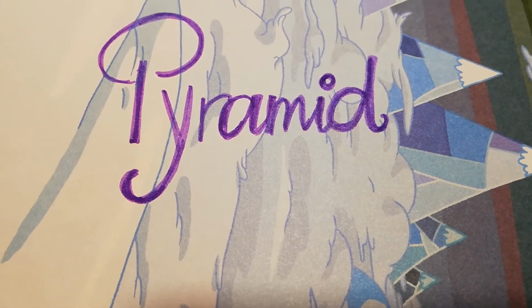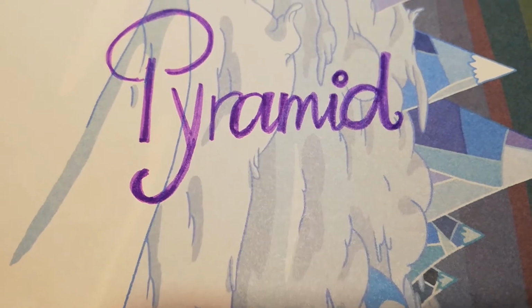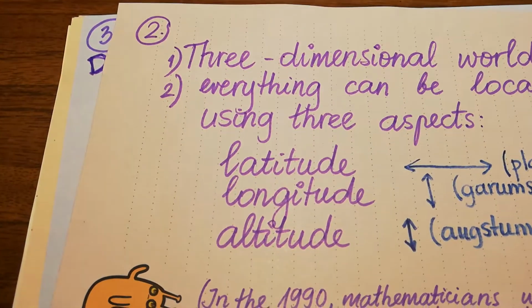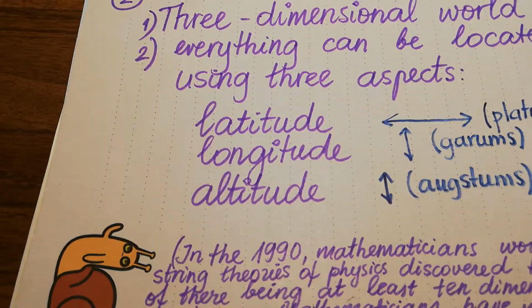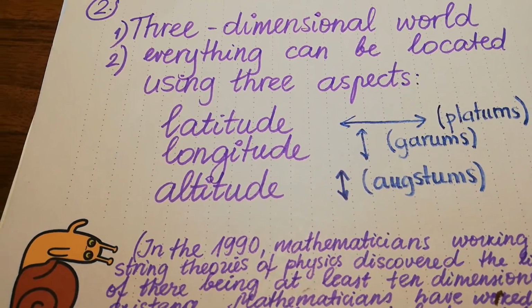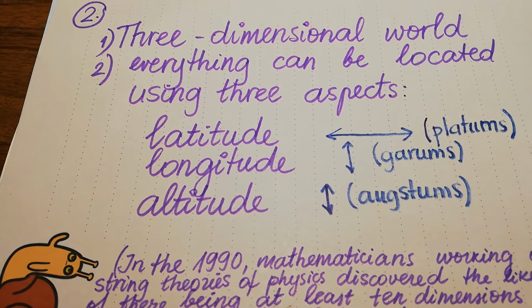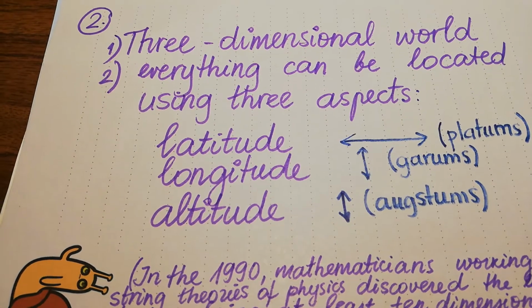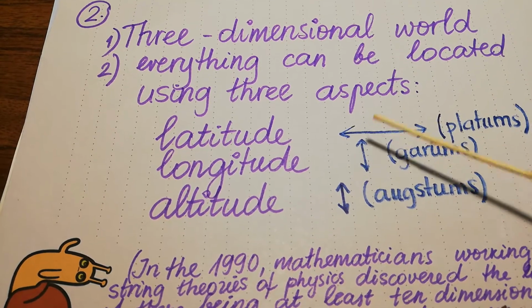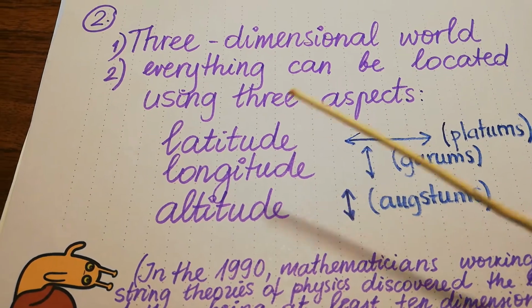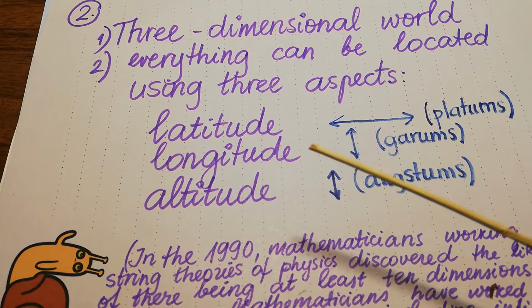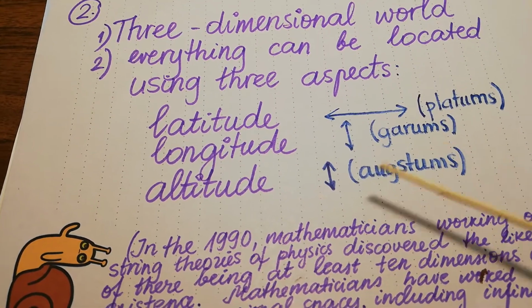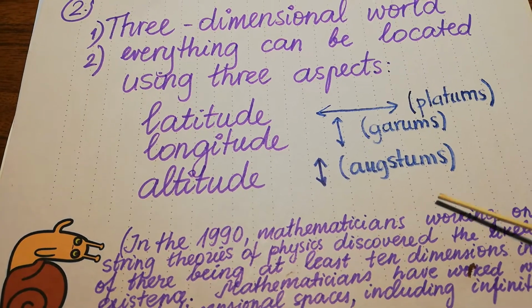Okay, let's see what a pyramid is. Let's start with talking a little about the three-dimensional world. You know that we live in a three-dimensional world and everything can be located using three aspects: latitude, longitude, and altitude.